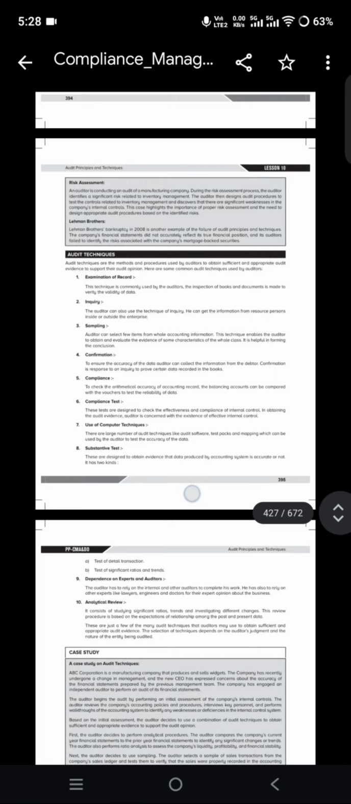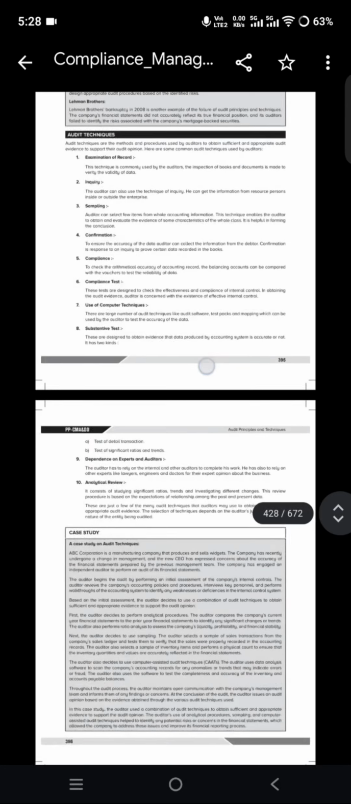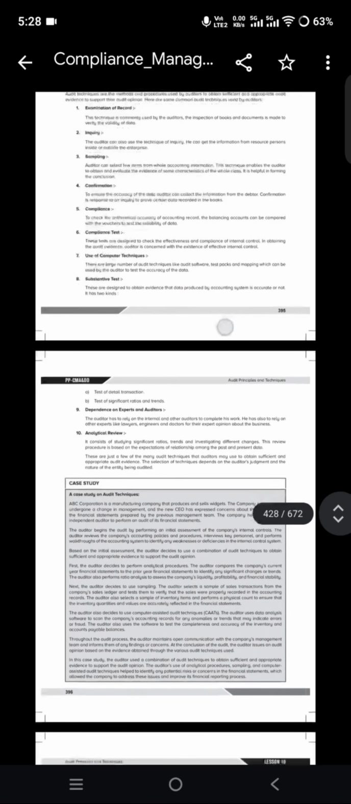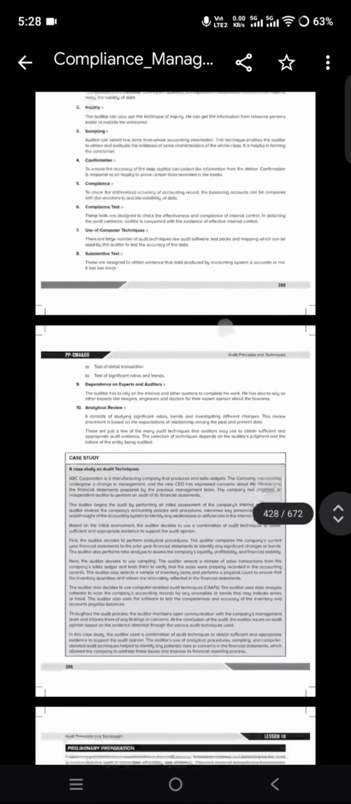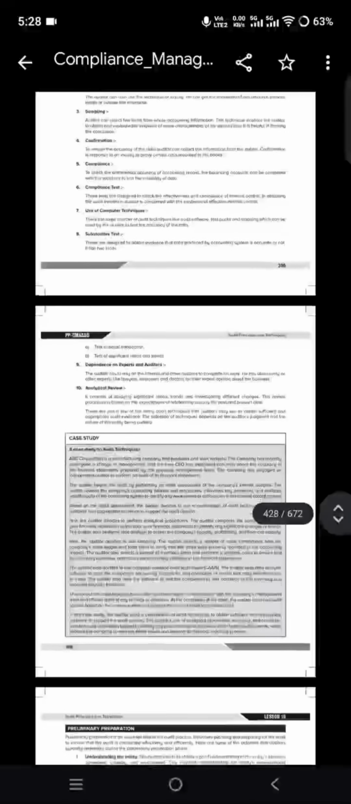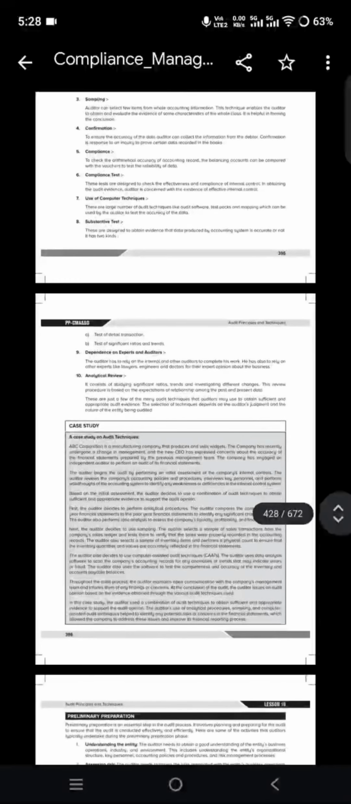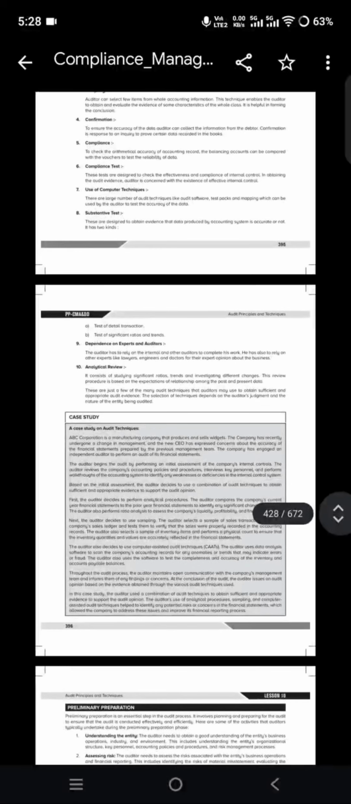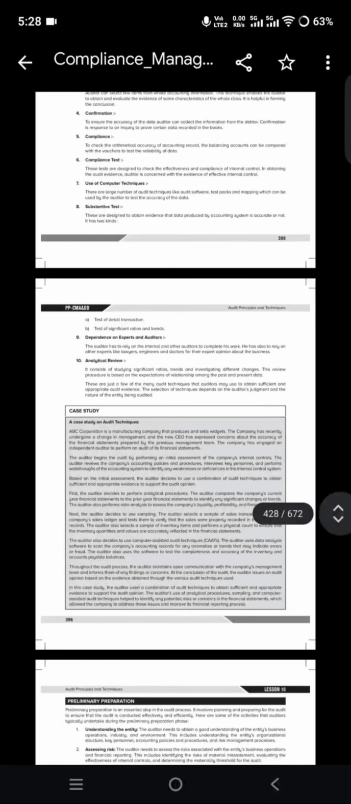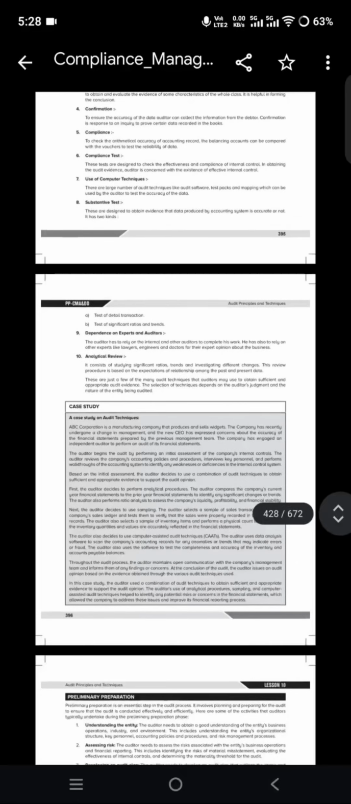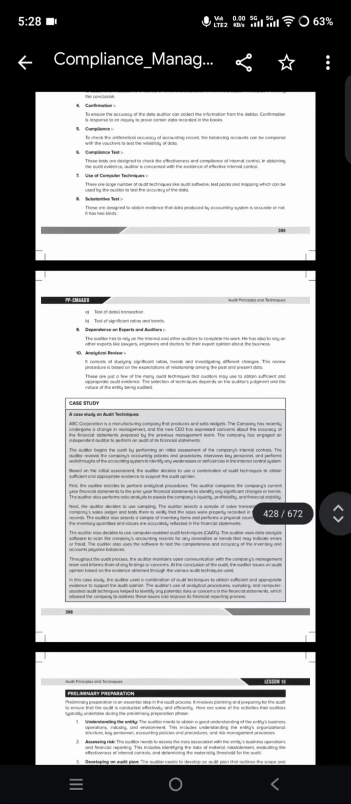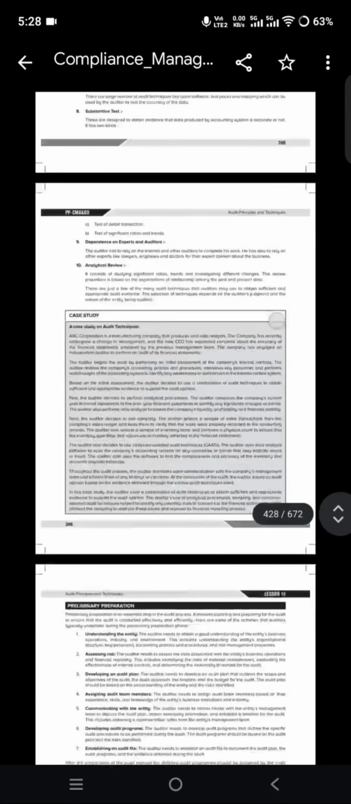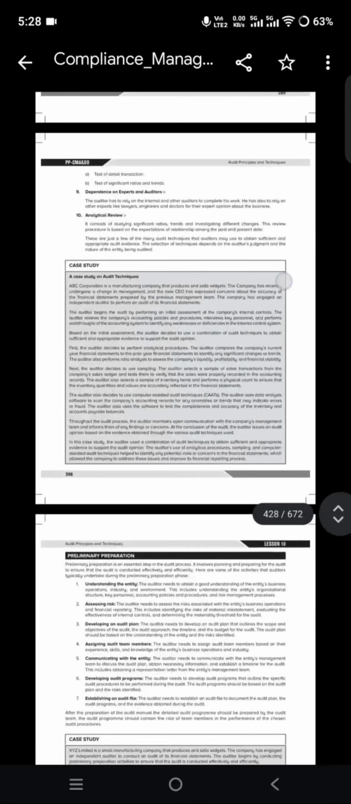Next, preliminary preparation. Preliminary preparation is an essential step in the audit process, because before conducting the audit, he will take some preliminary preparations. It involves planning and preparation for the audit to ensure that the audit is conducted effectively and efficiently. So, if the question turns up as to conduct the audit effectively and efficiently, what preparation he has to take? Answer will be these 7 points. Here are some of the activities that auditors typically undertake during the preliminary preparation phase.